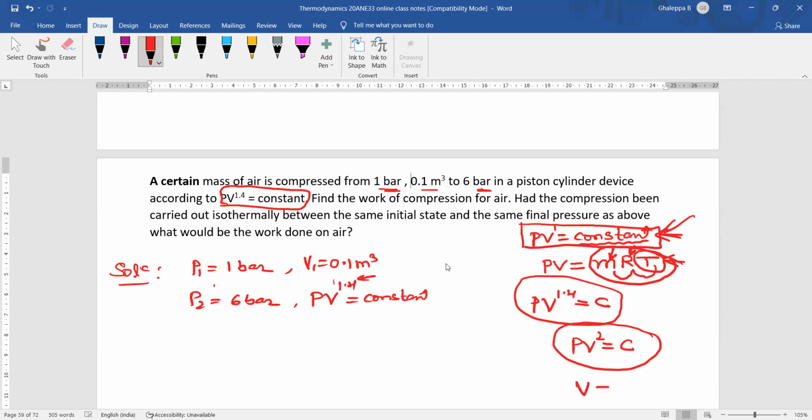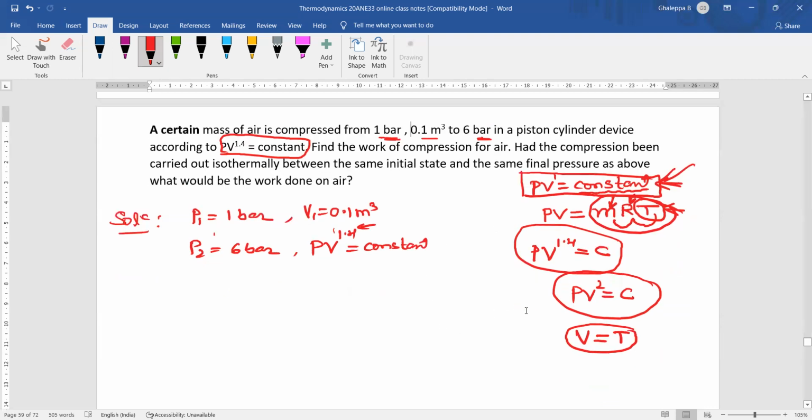And V is equal to T. What is this equation? Just now I showed, PV is equal to MRT. Here I am considering V only and T. The remaining is constant. This is constant. What is the name of this equation?